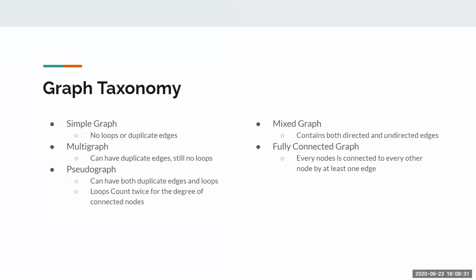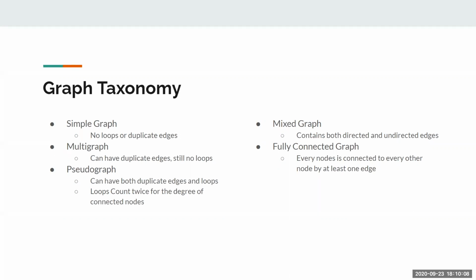So some other definitions for the taxonomy of graphs. A simple graph does not have any loops or duplicate edges. You can have a simple graph that is directed and a simple graph that is undirected. A multigraph can have duplicate edges, so you can have two edges connecting the same two nodes, but still does not allow loops. A pseudograph can have both duplicate edges and loops, but when you are counting the degree of a node that is part of a loop, the edges that compose the loop count twice.